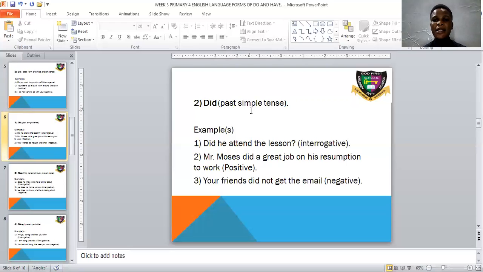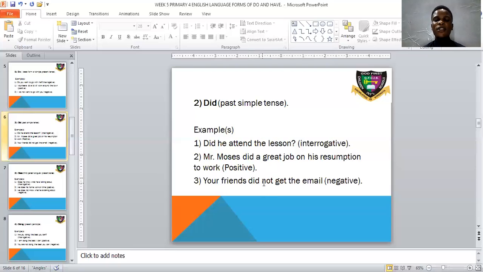Is a past simple tense. Mr. Moses did a great job on his resumption to work. Meaning that Mr. Moses did what? A great job. He has done the job already. The job has been concluded. That is why we are saying Mr. Moses did a great job on his resumption to work.